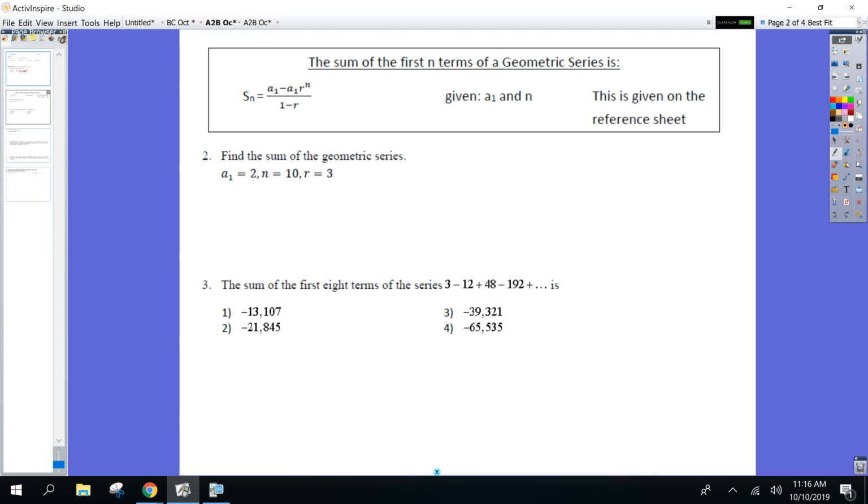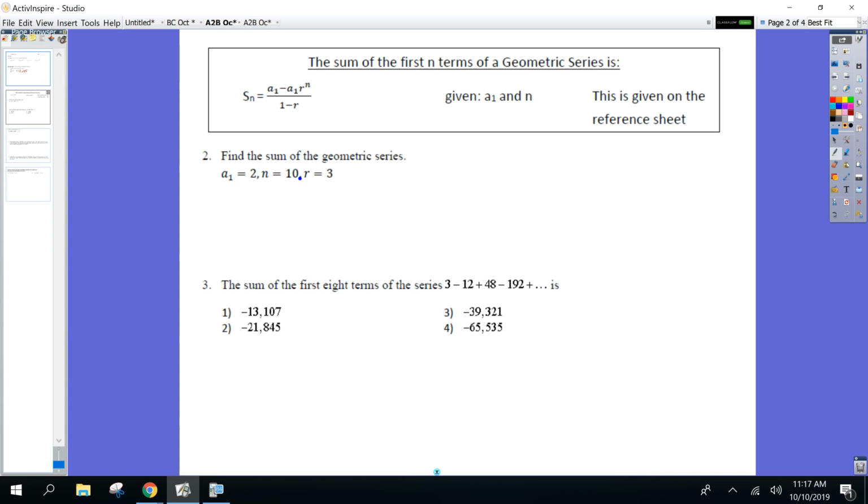Before we do that, stop. Everyone stop. Don't use the formula yet. I want to make sure you know exactly what these 3 pieces mean: A1, N, and R. A1 is my first term. I don't know if you really know what we're talking about with N here. This means we're going to add up the first 10 terms of this sequence.